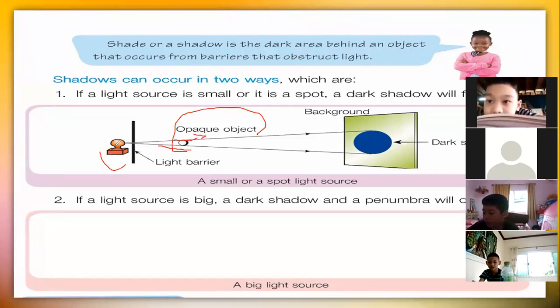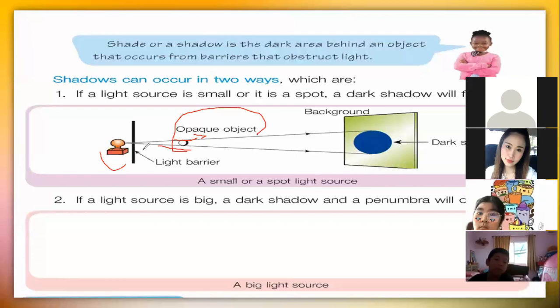So here you can see the light is released from the light source, passes through the light barrier, and when it hits the opaque object, it moves along the edges of the opaque object. So what you will find here is a dark shadow. The shadow here will be dark, and you will find the exact shape of the opaque object.